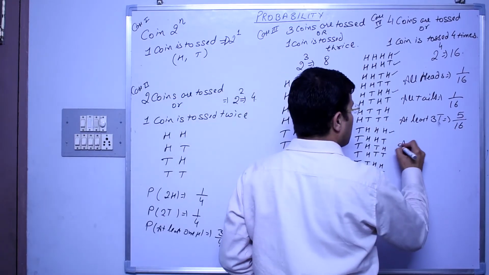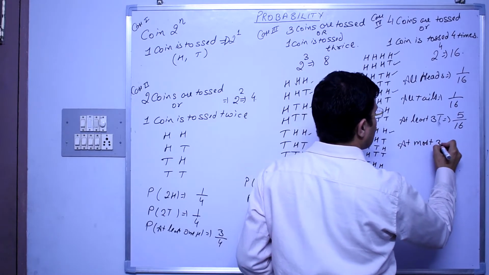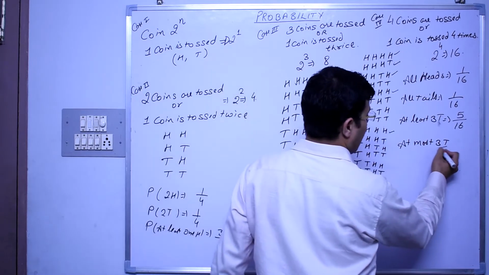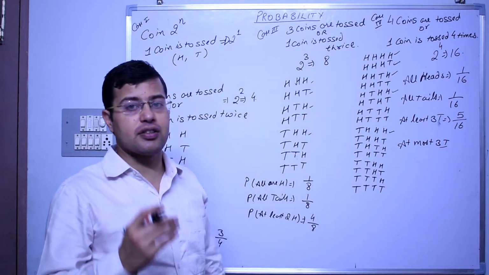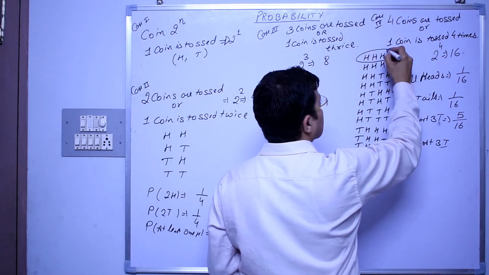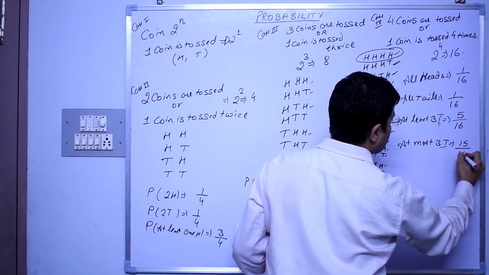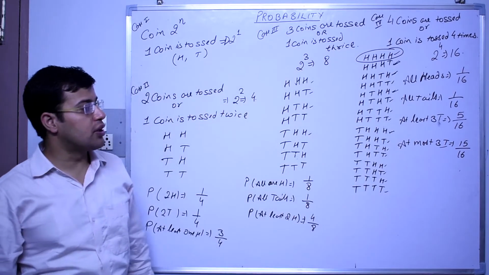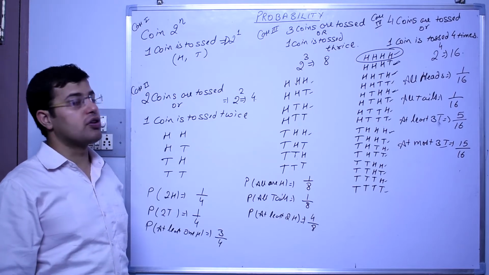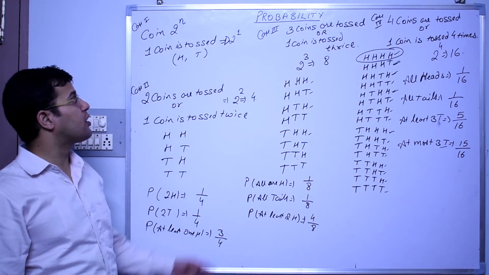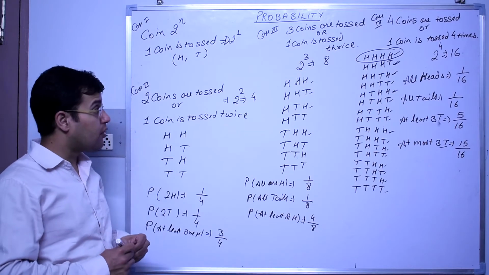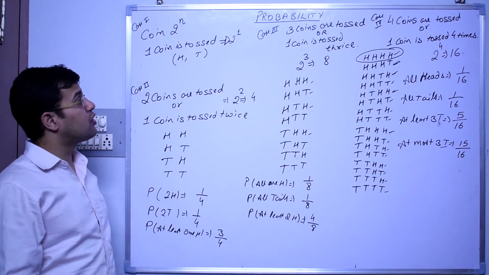Then if they ask you at most 3 tails, so at most 3 tails means the maximum can be 3, so you can take it as 3, 2, 1 or 0. So only one case will not be there, so this shall be 15 by 16. So for at most 3 you can have 15 by 16. So this is how you are going to find out the answers to questions based on probability when they are asking about a question on coins.